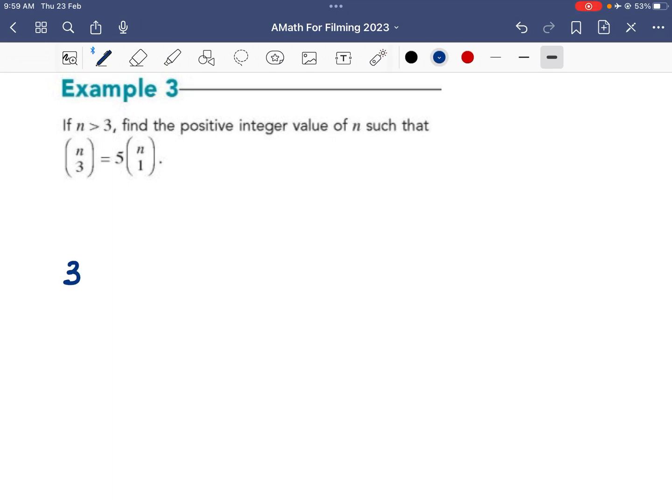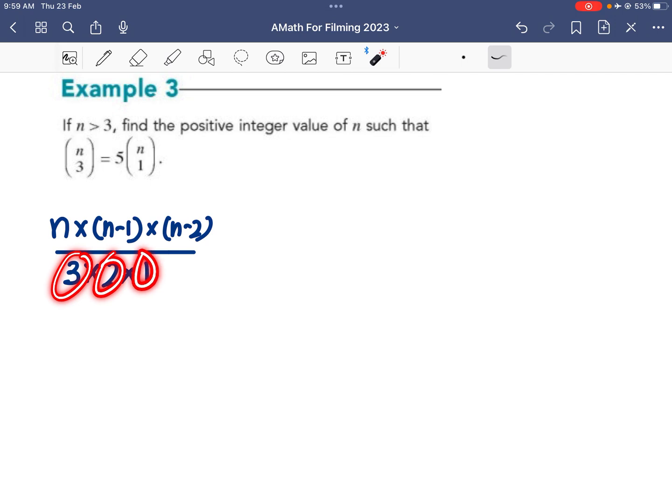For n choose 3, first I work on the denominator, 3 times 2 times 1. Then the numerator will follow. I take n. Then the next smaller term is n minus 1 times n minus 2. I follow, so there are 3 terms below, so I have 1 term above, 2 terms above, and 3 terms above.